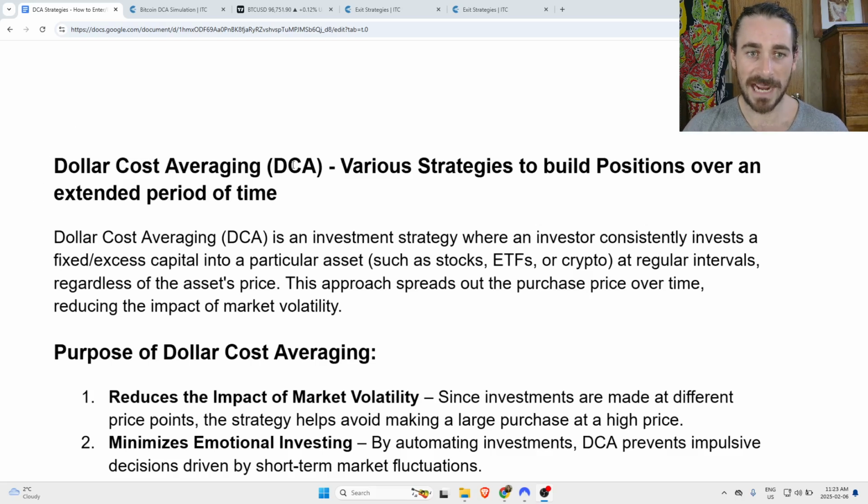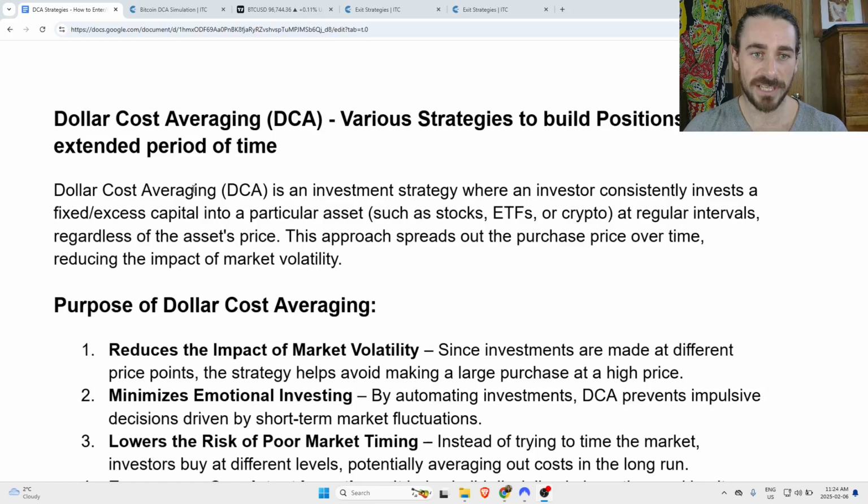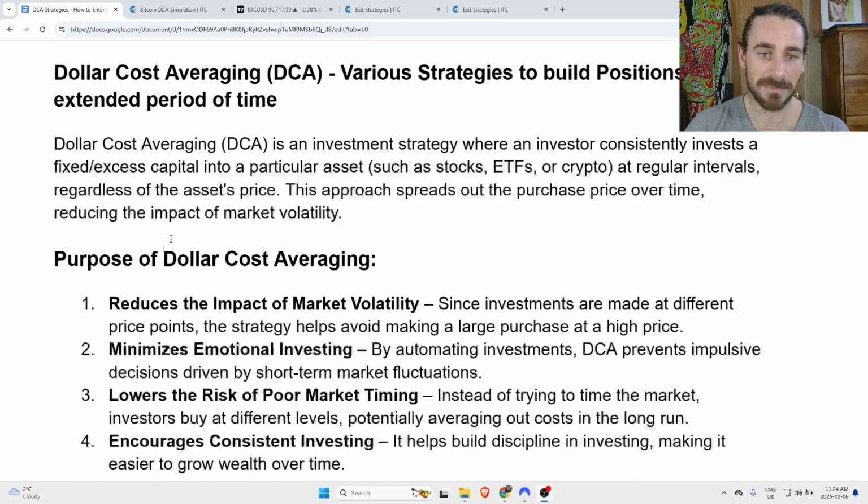So, dollar cost averaging, or DCA. If you hear me say DCA, that's what I'm referring to from now on, but just know I'm talking about dollar cost averaging. These are various strategies to build positions over an extended period of time. We see here dollar cost averaging, or DCA, is an investment strategy where an investor consistently invests a fixed amount or excess capital into a particular asset, such as stocks, ETFs, or crypto, at regular intervals, regardless of the asset's price. This approach spreads out the purchase price over time, reducing the impact of market volatility.